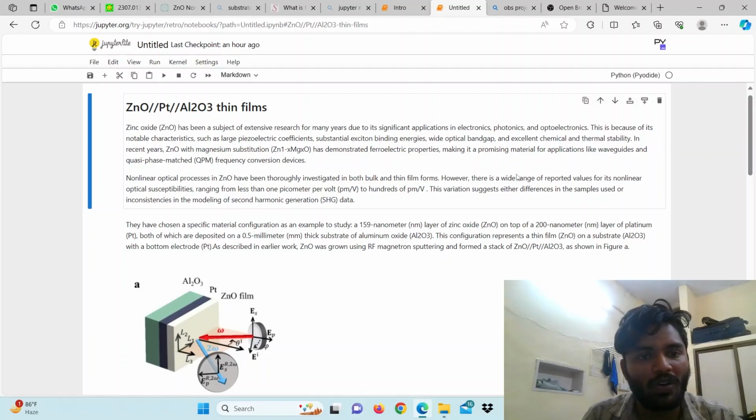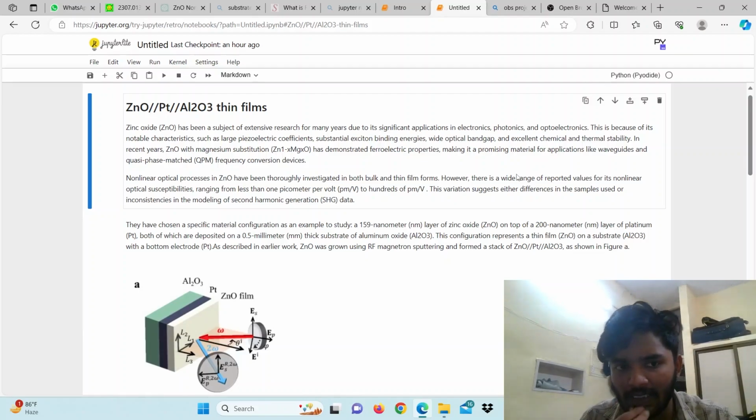Today I am explaining a case study that is ZnO platinum Al2O3 thin films. ZnO has been a subject of research for many years due to significant applications in electronics, photonics and optoelectronics. This is because of its notable characteristics such as large piezoelectric coefficient, substantial exciton binding energy, wide optical band gap, and excellent chemical and thermal stability.